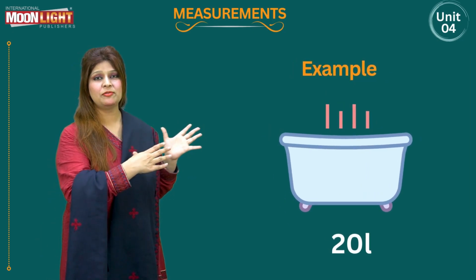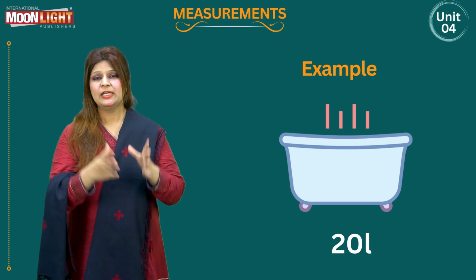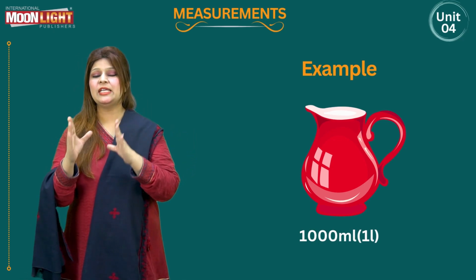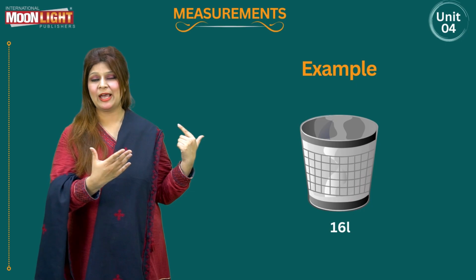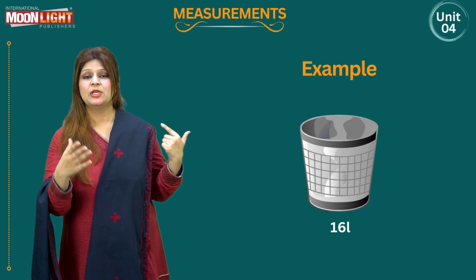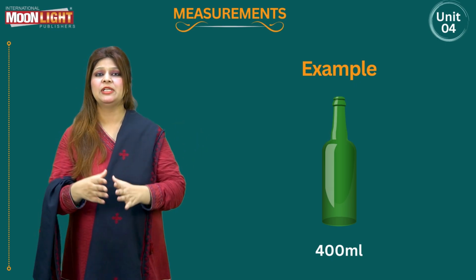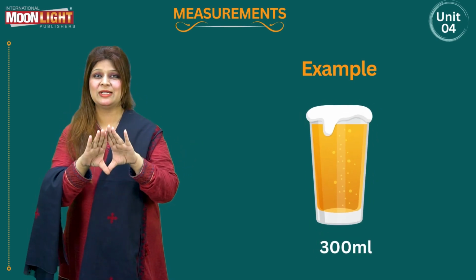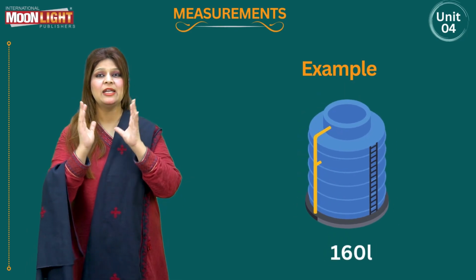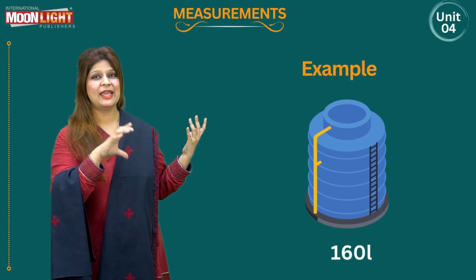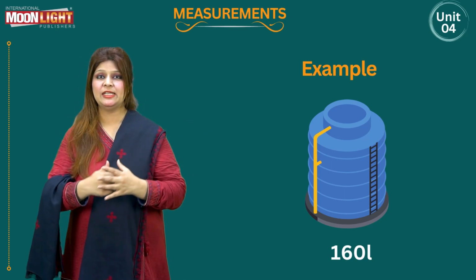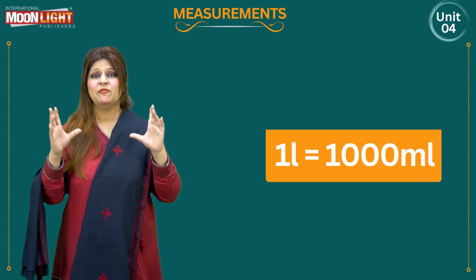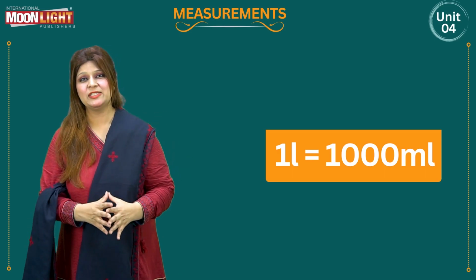Here the capacity of this bathtub is 20 liter. This jug is 1000 milliliter, which means this is 1 liter. This bucket has a capacity of 16 liter. This bottle is 400 milliliter. This cup is 200 milliliter capacity. This juice glass has 300 milliliter capacity. And what is this? This is a water tank. This water tank has 160 liter capacity. So 1 liter is equal to 1000 milliliter. Do remember this. Whenever you remember this, things will be easier for you.